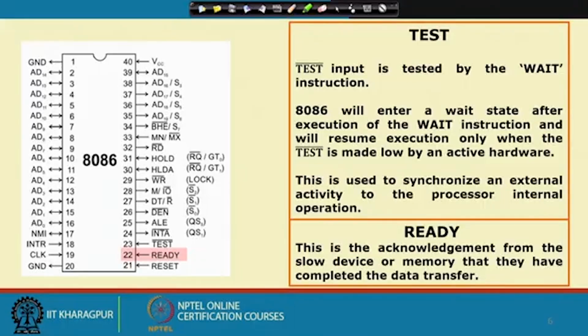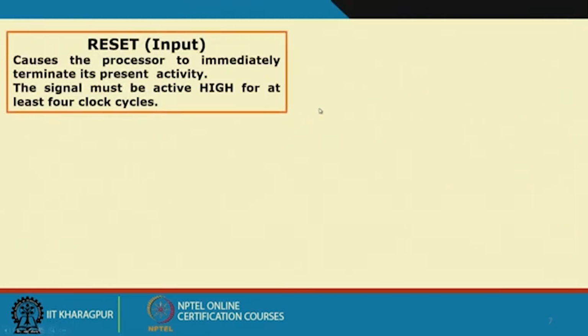What the memory module can do is put this READY line low, so the processor will be waiting, and when this READY becomes high, that means the memory has completed the data transfer. So now the processor can read the value. This way the READY signal can be utilized. This is also true for the 8085 processor, where we also had the READY line.